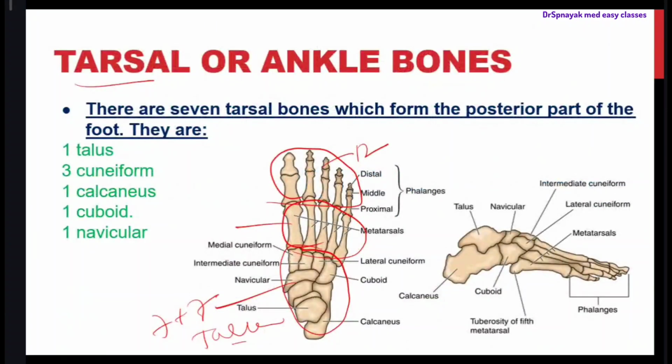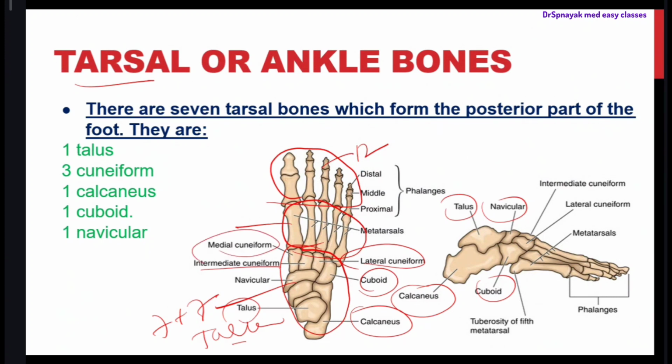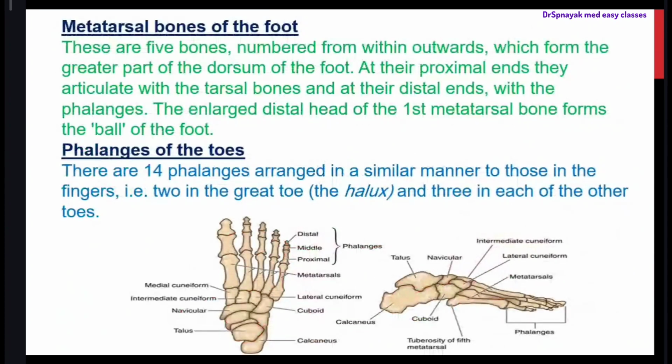Each has a name also. If you want to remember, you can remember all the names. We have the talus, navicular bone, cuboid bone, calcaneus bone. Talus, calcaneus, cuboid, lateral cuneiform. We have the intermediate cuneiform and the medial cuneiform. All these are different bones of the tarsals. We have 5 metatarsals and 14 phalanges, same as the wrist and hand. So these are the total.